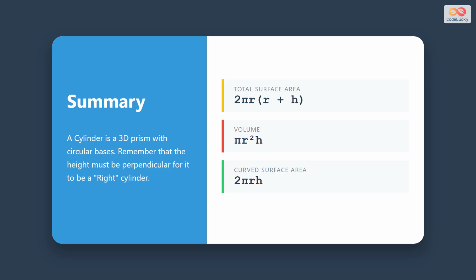To wrap up, remember that a cylinder is defined by its two parallel circular bases. Keep these three formulas in mind for your exams: the total surface area, the volume, and the curved surface area.